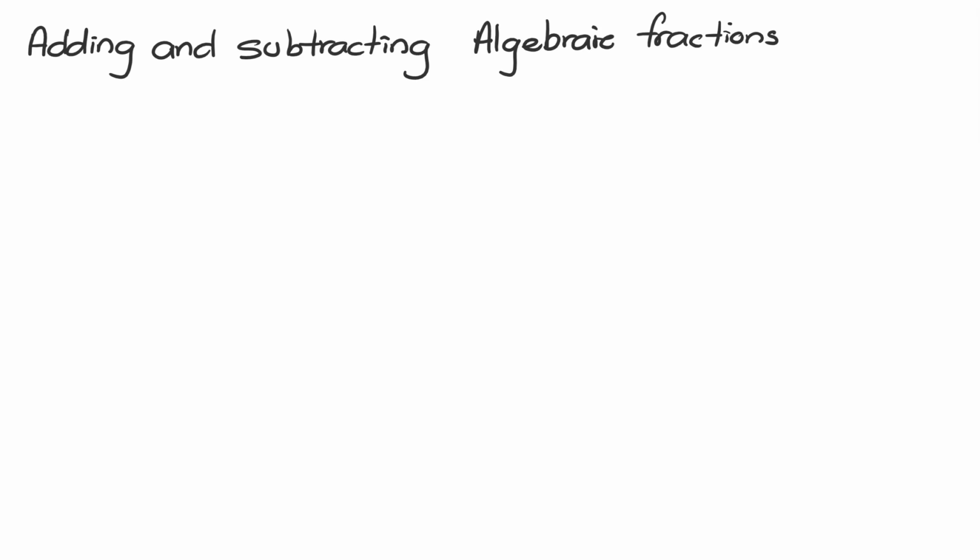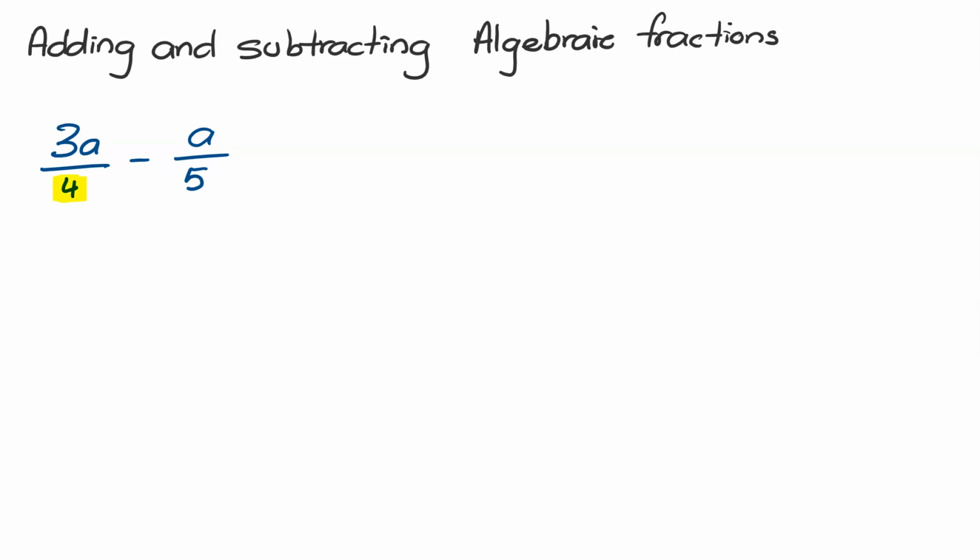or fractions with numbers in it. So let's just look at an example. Let's just say if we had 3a over 4 and we were subtracting that with a over 5. Now what we want to do is we want to find a common denominator.